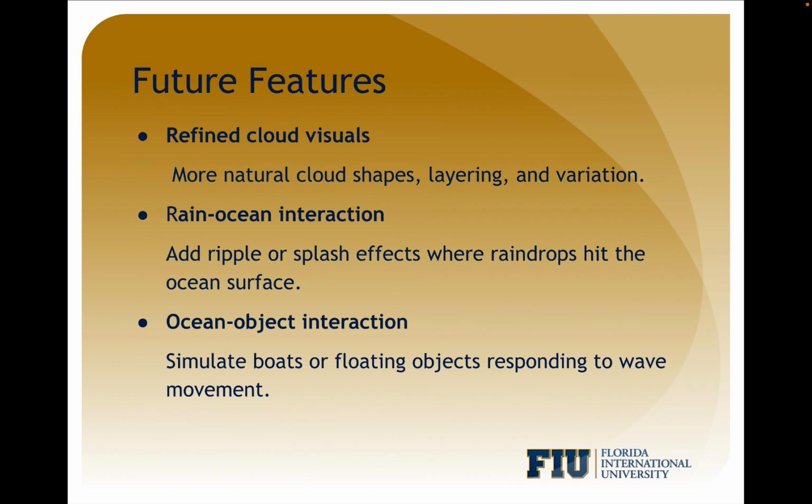As we continue to refine our simulation, there are several features we hope to include in the future. First, we'd like to improve the look of the clouds. A more dynamic volumetric system with better layering and variety would add a lot of depth and realism to the sky. We also want to simulate interactions between rain and the ocean, such as the rippling effects when raindrops hit the water surface. This would really tie the weather and water systems together more convincingly.